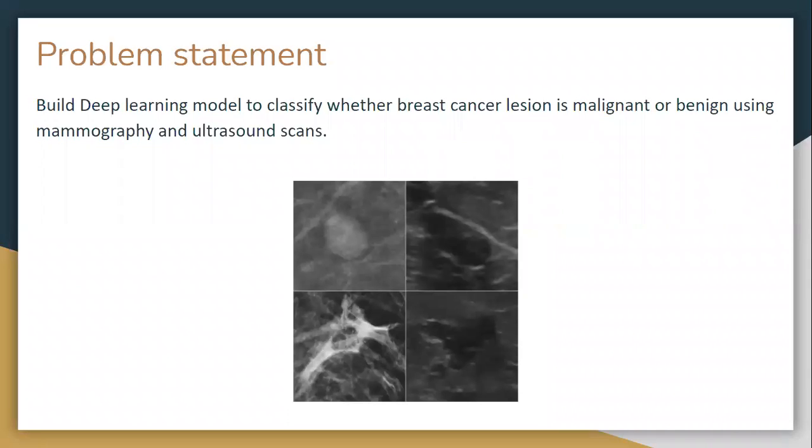So let me give you a brief introduction about what the problem statement is. Classification of breast lesions is a challenging task for radiologists. Malignant and benign lesions can be differentiated by their shape, boundary, and texture. Usually, mammography is better at detecting the boundaries, whereas ultrasound is better at detecting the texture.